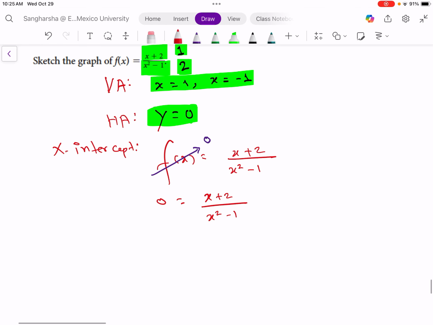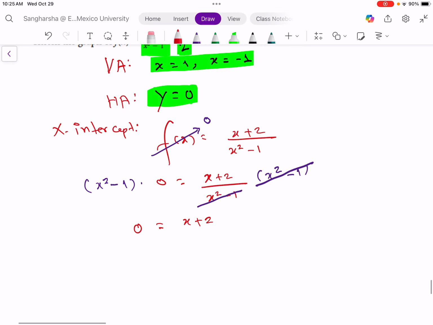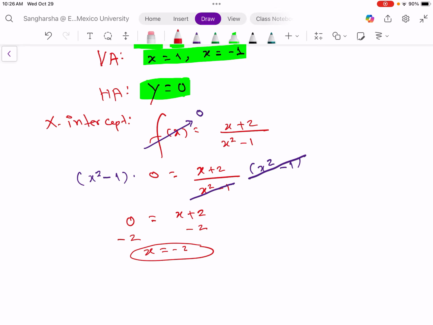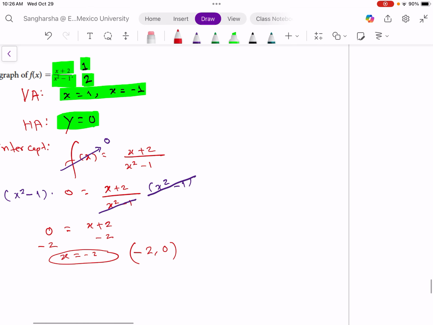Now to get rid of x square minus 1 from the denominator, we multiply both sides by x square minus 1. So this x square minus 1 and this x square minus 1 cancel. We have 0 on the left side, x plus 2, you subtract 2 on both sides, x equals -2 is the x-intercept. So our graph crosses the x-axis at (-2, 0). When we draw a graph, our graph must cross at (-2, 0). Now let's find the y-intercept.